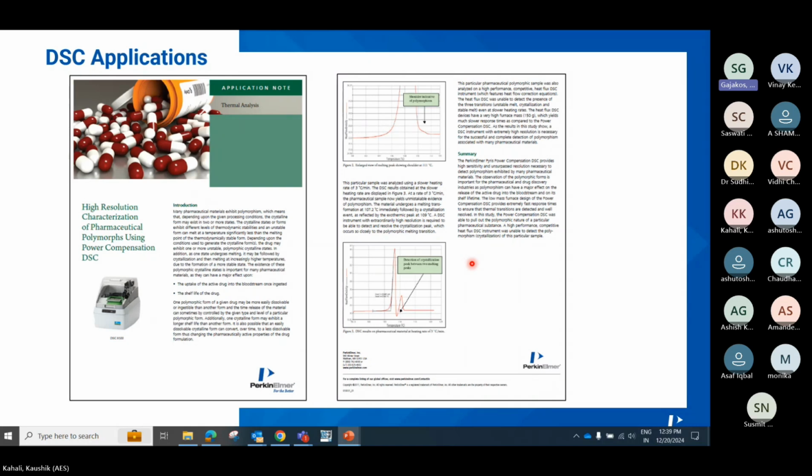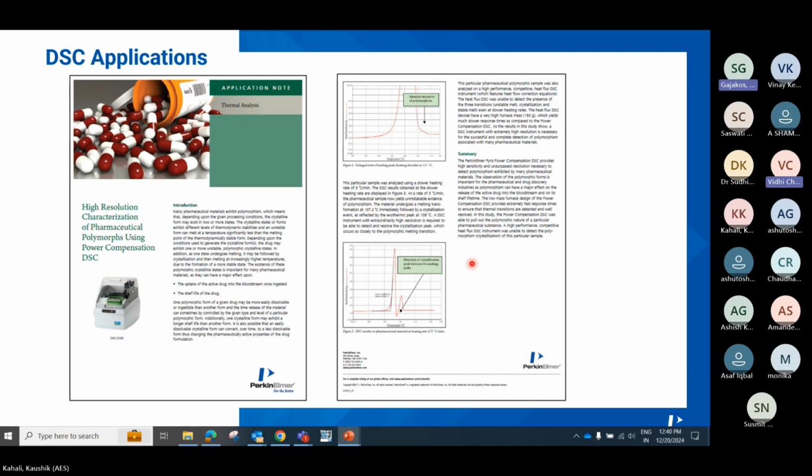Again, as we know, the pharma industry is a very sensitive industry for the samples they are analyzing in their labs, because these materials are directly related to human health, and they need to be examined thoroughly before they go into production and before they select them for further analysis. So this application note tells us about polymorphism within pharma samples, and how we can detect the polymorphs of a particular sample.